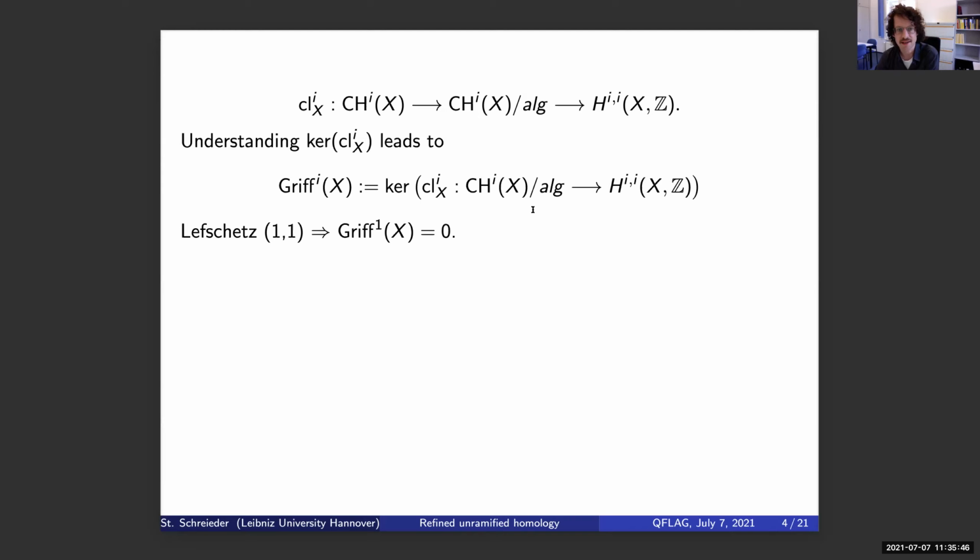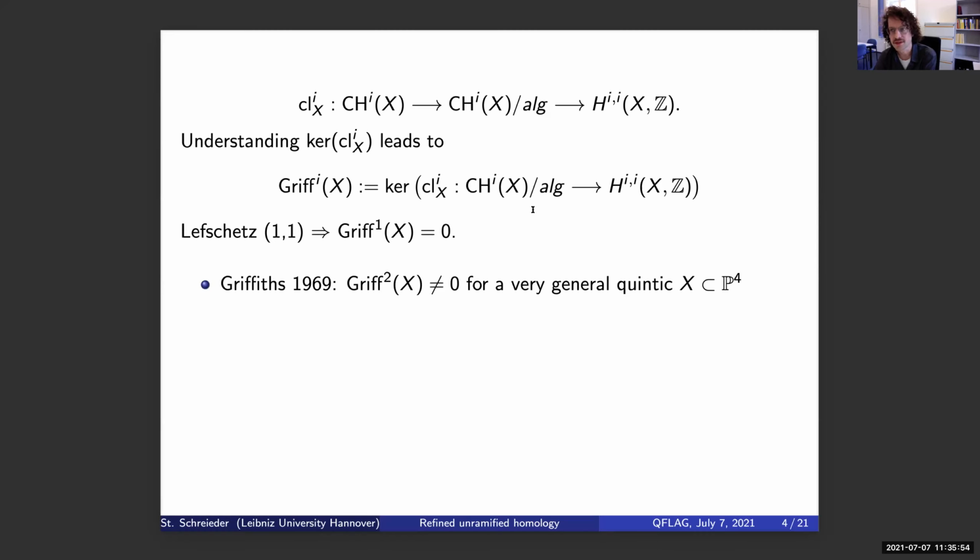Lefschetz (1,1) again says that over the complex numbers this is 0 for i equals 1. And starting with i equals 2, this is in general not 0. The first examples have been found by Griffiths. So what's the example? It's a quintic in P^4. This is a Calabi-Yau threefold, and it has many lines. If you take the difference of two lines, each line has the same homology class, so the difference of two lines has trivial homology class. And what Griffiths proves is that this difference is not algebraically trivial, by computing some Abel-Jacobi invariant and showing that this transcendental Abel-Jacobi invariant is not zero.